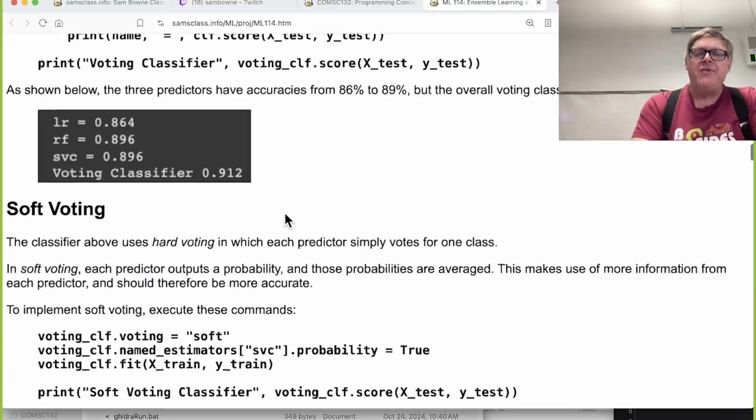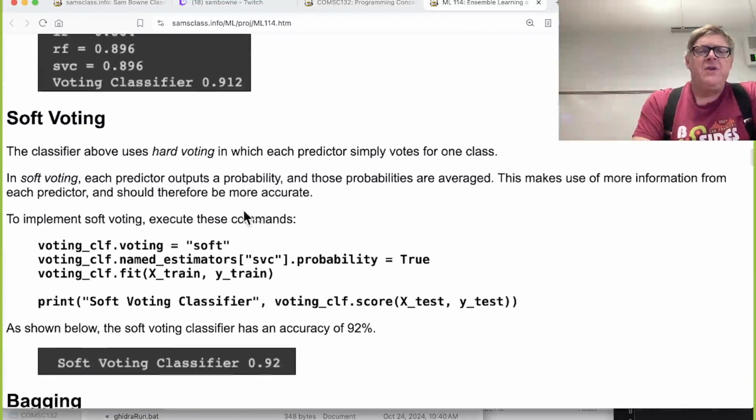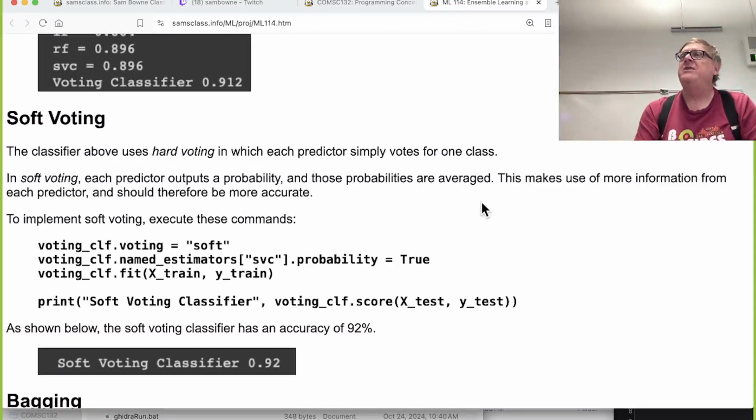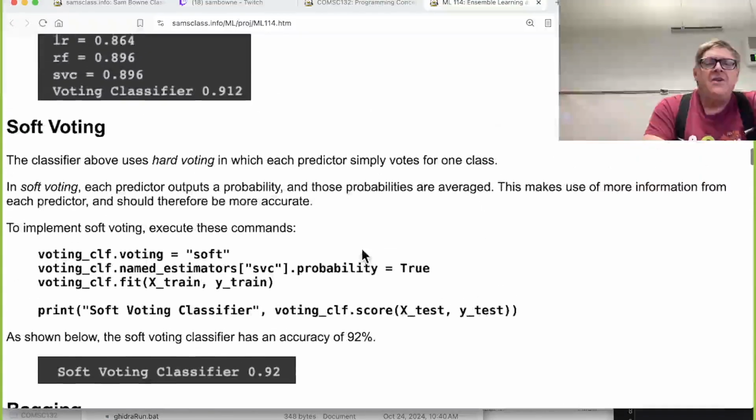And so you could have soft voting, where instead you take the probabilities and average them. So if one of them is 60% confident, another one is 90% confident, in hard voting you would just treat them both as the same, but now you take the one that's more confident and treat it as more significant, which you should. So in that case, you go from 91% up to 92% combining them.